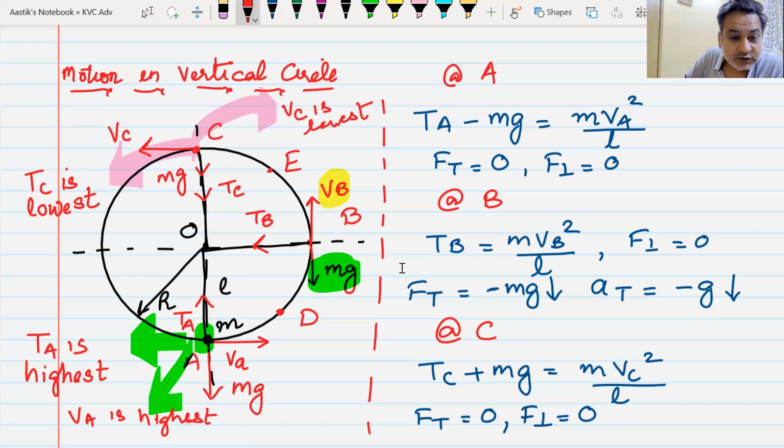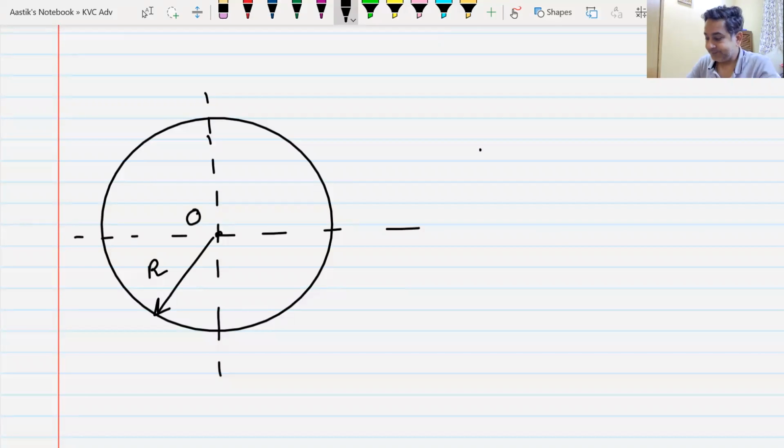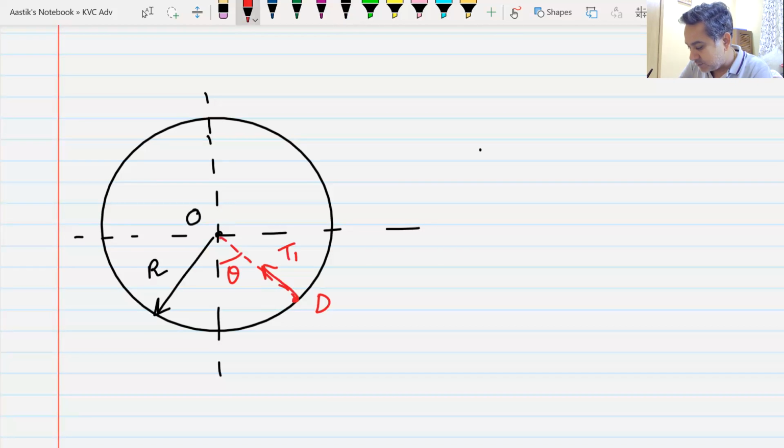Have you written that equation? Yes. Then we come to those two points that we had seen. Not middle, they are somewhere in between A and B. This gentleman D. Normally the angle here is given with this vertical line, theta. What will be the equation at point D? Just to help you out, I am drawing the free body diagram.